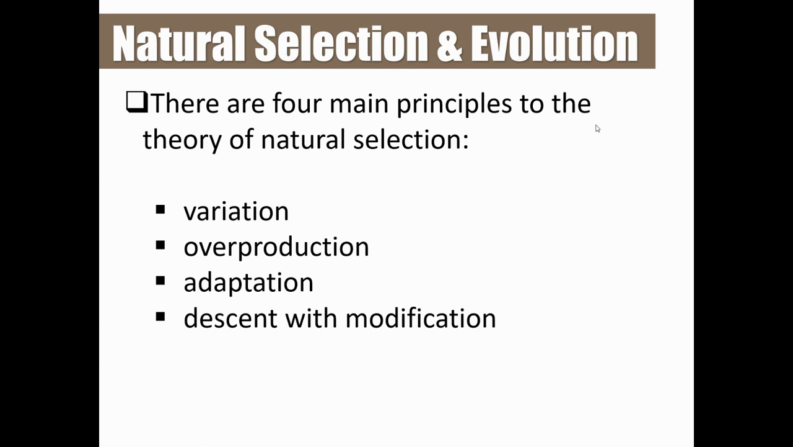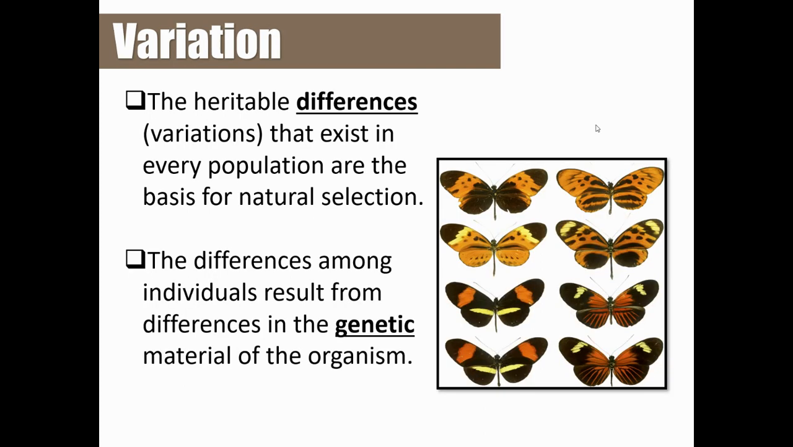For the remainder of this lesson, there are 4 main principles to the theory of natural selection. We're going to talk about how variation, overproduction, adaptation, and descent with modification relate to natural selection, and we'll talk about some examples. So let's go through these 4 principles. The first one is variation. The heritable differences, or variety, that exist in every population are the basis for natural selection.